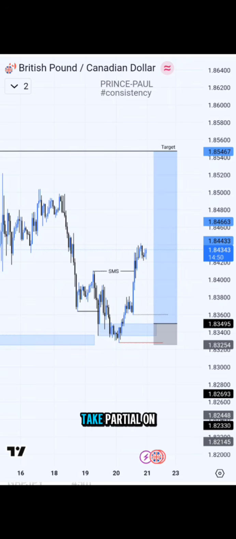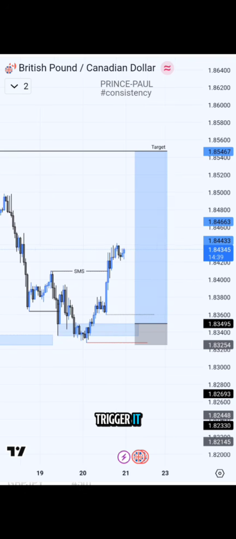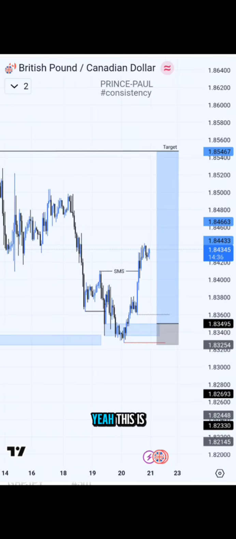So I might want to just take partials on this trade, or I might still leave it running and wait for price. If it eventually comes down, it's not a must that it will come back to trigger this. If it eventually comes down to trigger it, then we'll be on the buy board. Yeah, this is the view.